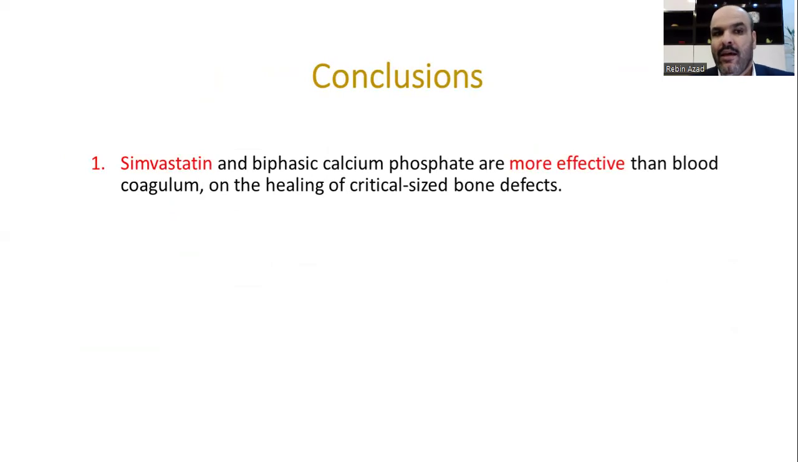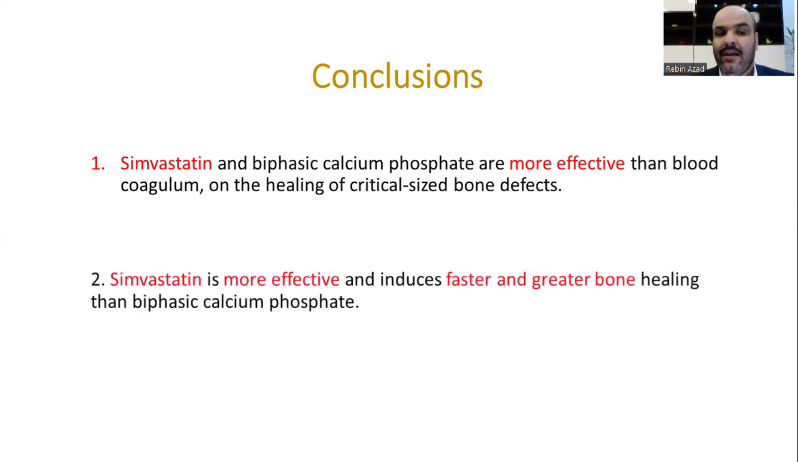Conclusion: the simvastatin and biphasic calcium phosphate are more effective than blood coagulum, and the simvastatin is more effective, with faster and greater bone healing than biphasic calcium phosphate and blood coagulum.